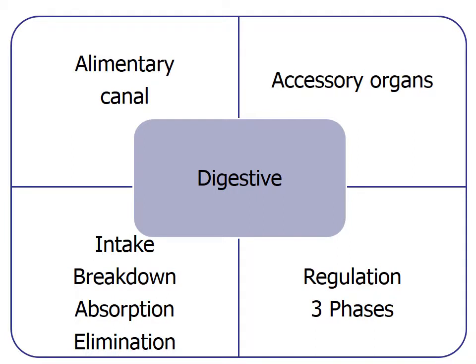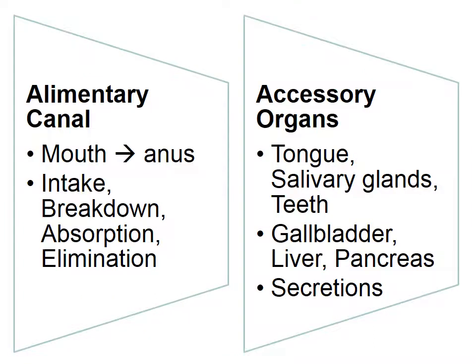Along the way, each organ has to time its motility and secretions. So this means multiple levels of regulation, which is organized into 3 phases. The organs of the alimentary canal run from the mouth to the anus: oral cavity, esophagus, stomach, small intestine, large intestine. They are associated with intake, breakdown, absorption, and elimination.